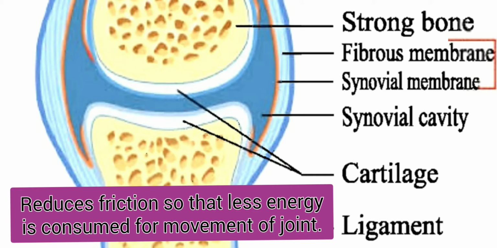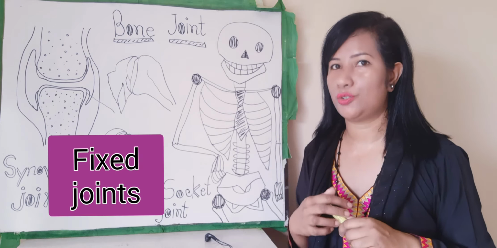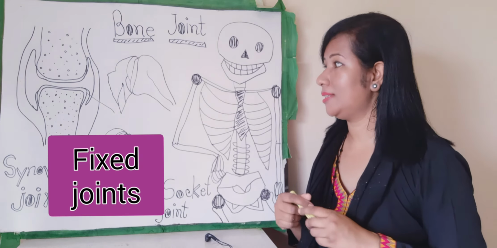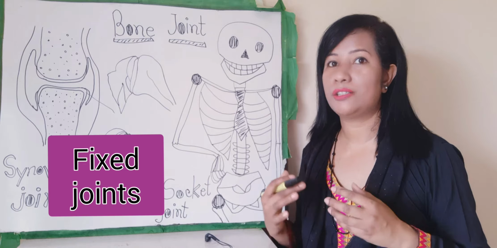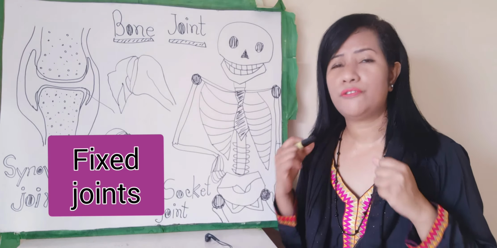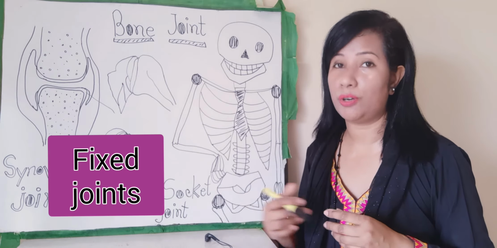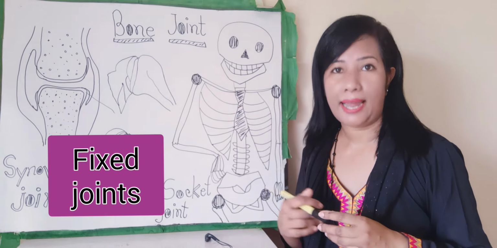Bone joints are of different types. Number one, that is the fixed joint. That means you can't move it. The bones are joined firmly, so it's immovable. For example, the joints of the cranium.